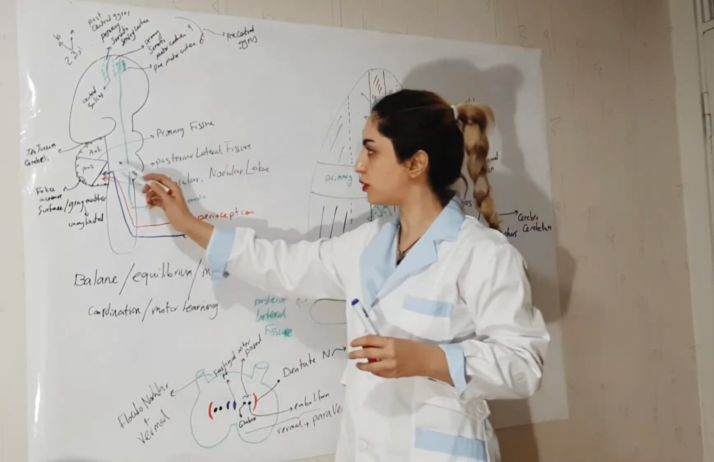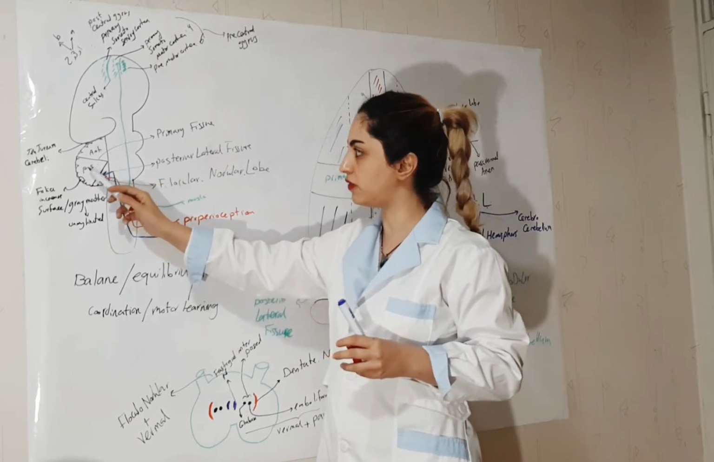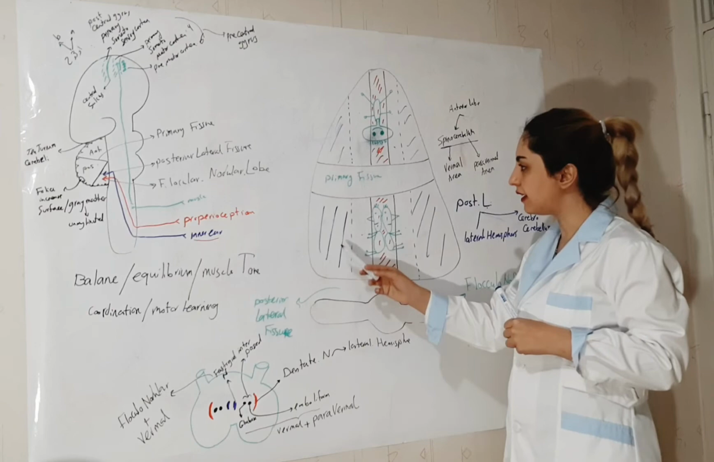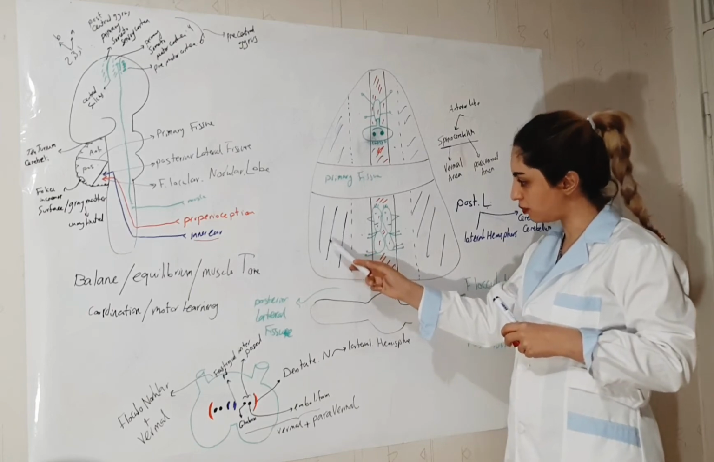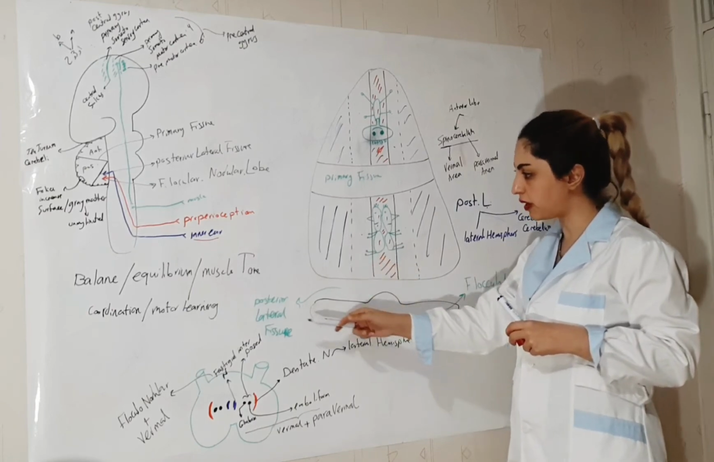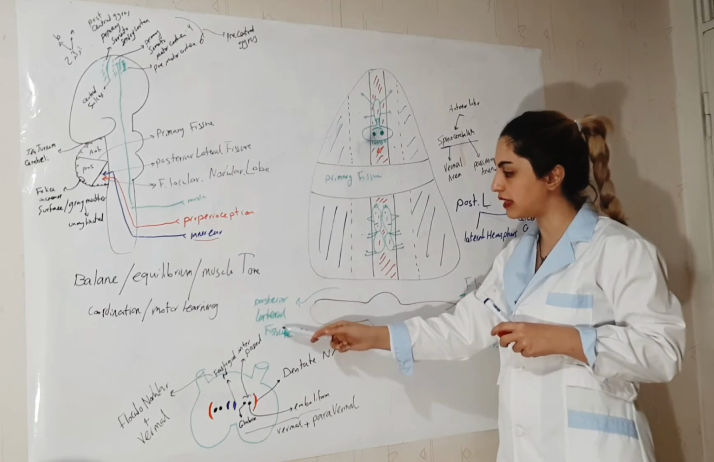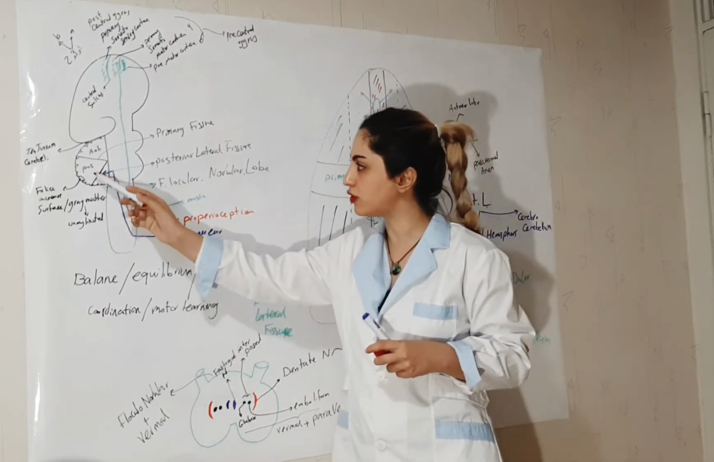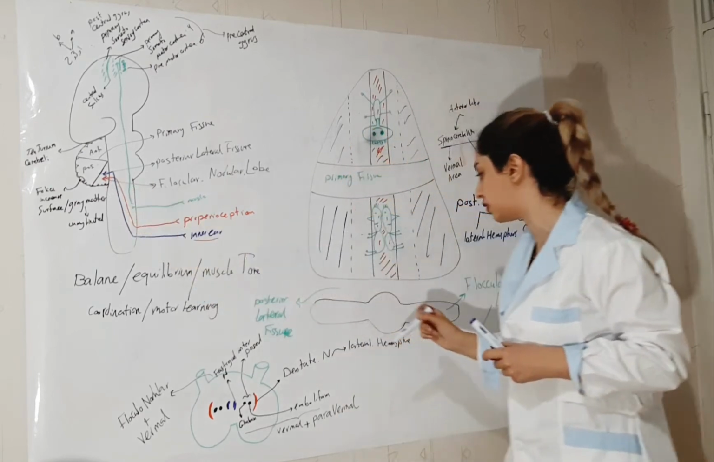As you see, the posterior lateral fissure is here, between the posterior lobe and the flocculonodular lobe.